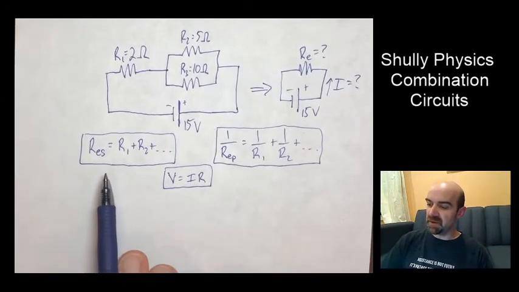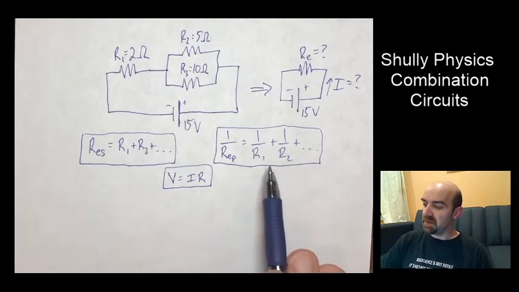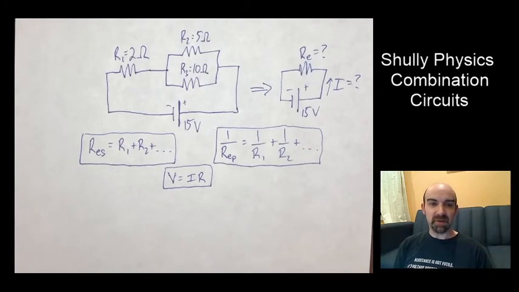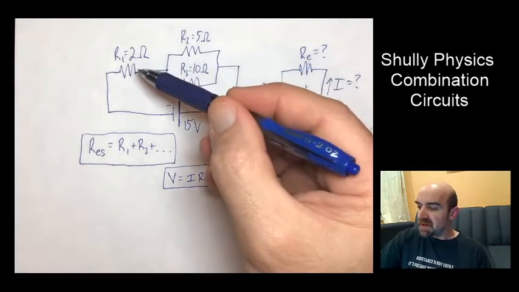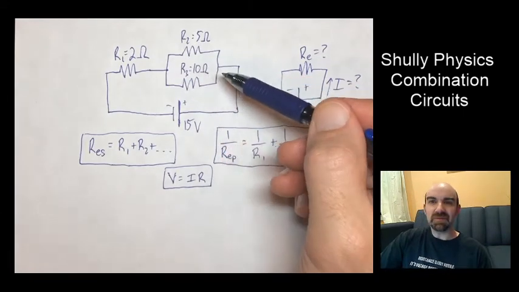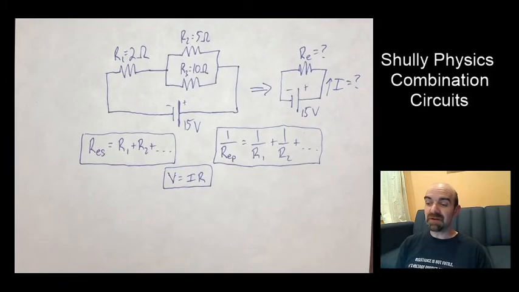We can use our series resistor equation. We can use the parallel resistor equation. We can also use Ohm's law, V equals IR. So we're going to use those. That's our toolbox right there. So where do we start? Well, if we try to add 2 to this, we run into a problem because we don't know what that is. So let's look at this circuit in terms of pieces.